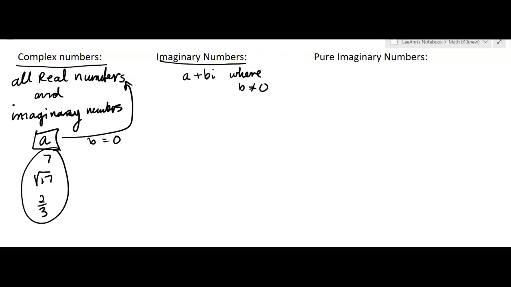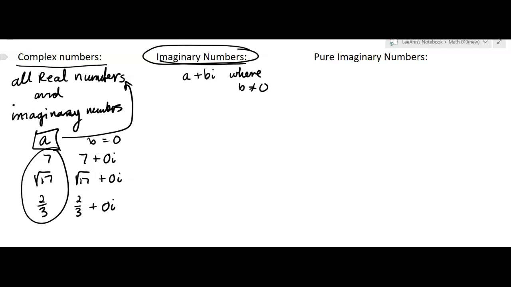And you might say, well, what about that a plus bi form? You said we had to put it in a plus bi form. Okay, so if you want to write 7 in a plus bi form, it's 7 plus 0i. And the square root of 17 plus 0i. You could do that for all of these. And there it is. b is 0, which is a real number, and a is a real number as well. Okay, they're not imaginary numbers, but they are all complex numbers.